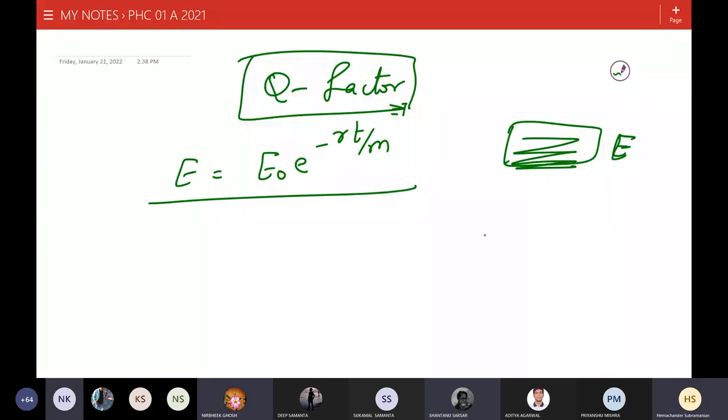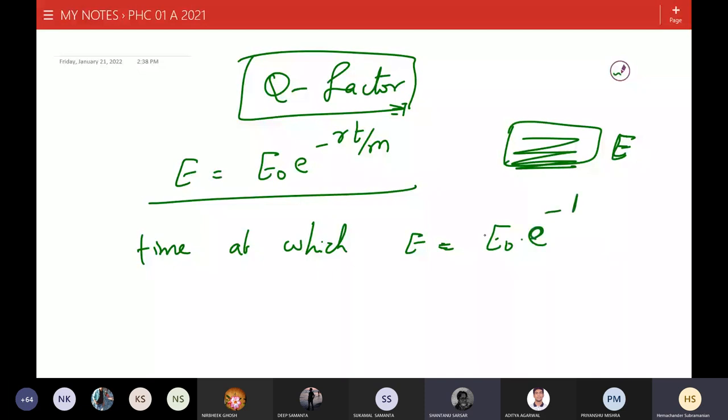How would you quantify that decrease in energy? You quantify that by saying you want to find the time at which E equals E naught into e power minus 1. So basically, the oscillation starts with a certain amount of energy E naught, and the time it takes for the energy to decrease by a factor of e, basically E naught over e, right?